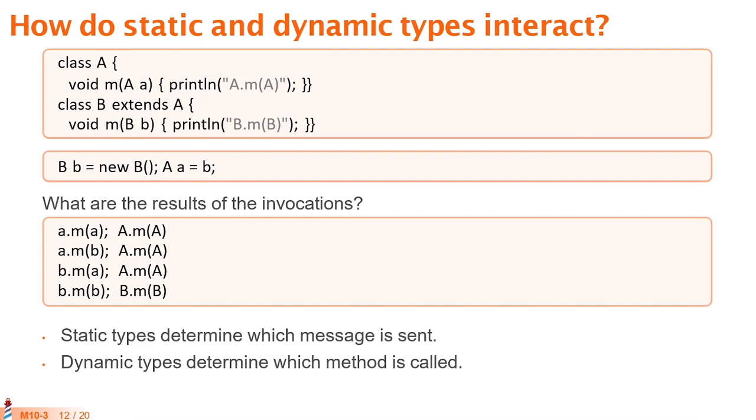Well, these are the results of executing each of the invocations that we were saying. We will see case by case why the result is what we have, and why it is executing this method in each call. Because remember always that static types determine which message we are sending, which is the signature of the message, and dynamic types determine where we look for the method that responds to that message.